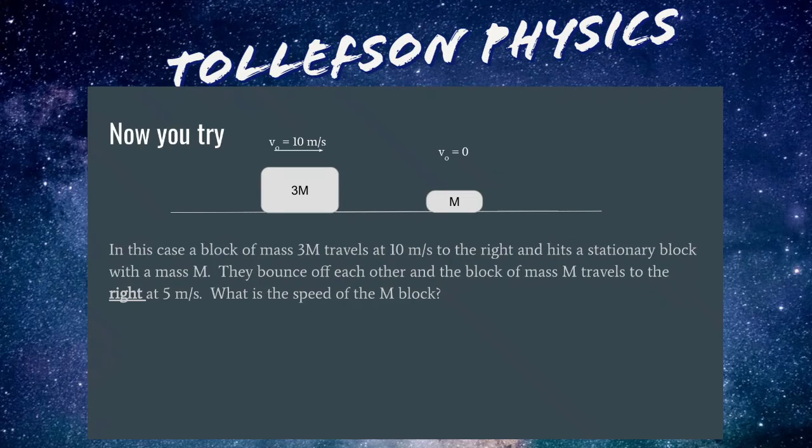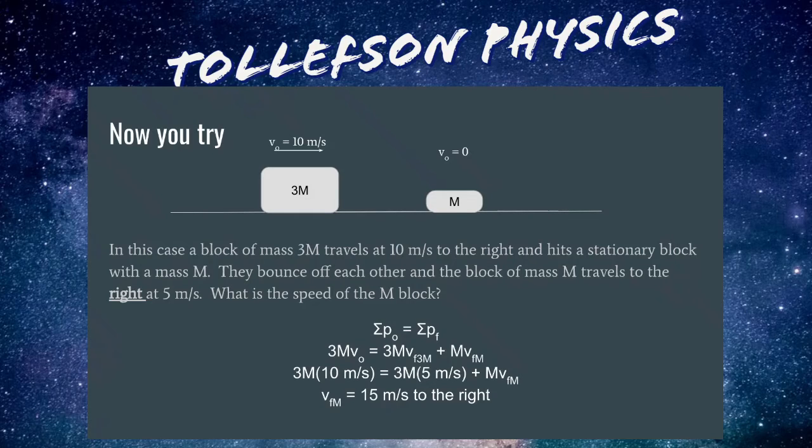Now, here's a different situation. Once again, we switch the masses so the more massive block is now going to hit the less massive block. Let's see how that changes it. Note that the more massive block in this case doesn't bounce backwards, it actually keeps going forward at 5 meters per second. So hit pause and predict what the velocity of mass m will be.